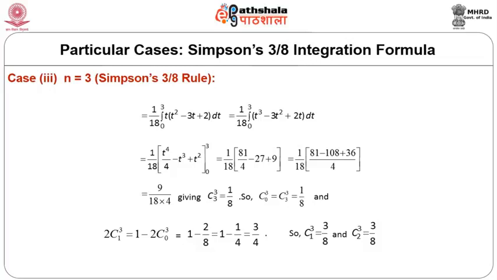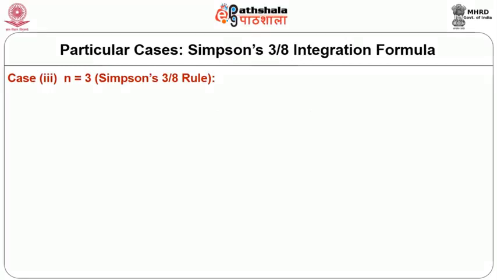So the answer is 1 by 18, inside the bracket 81 minus 108 plus 36 by 4, and so the result is 9 upon 18 into 4. So 3c3 is 1 by 8, and since 3c3 is 1 by 8, 3c0 is also 1 by 8, and the sum is 1, so 2 times 3c1, as 3c1 and 3c2 are same. So 2 times 3c1 is equal to 1 minus 2 times 3c0, so 1 minus 2 by 8, so 1 minus 1 by 4, that is 3 by 4. So 3c1 and 3c2 both are equal to 3 by 8.